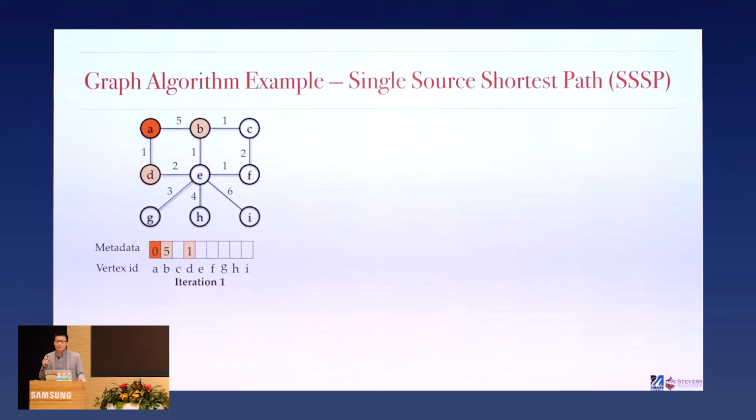Let's take a look at some popular graph algorithms like single source shortest path. Here we have A to I, nine vertices, nine circles, and the lines between these vertices are the edge weights, or distances. We use single source shortest path to illustrate the computing. Assume the distance array, or metadata array, is shown below. Starting the computation from vertex A, the distance of A is 0, then you check A's neighbors and get B and D, whose distances are 5 and 1.